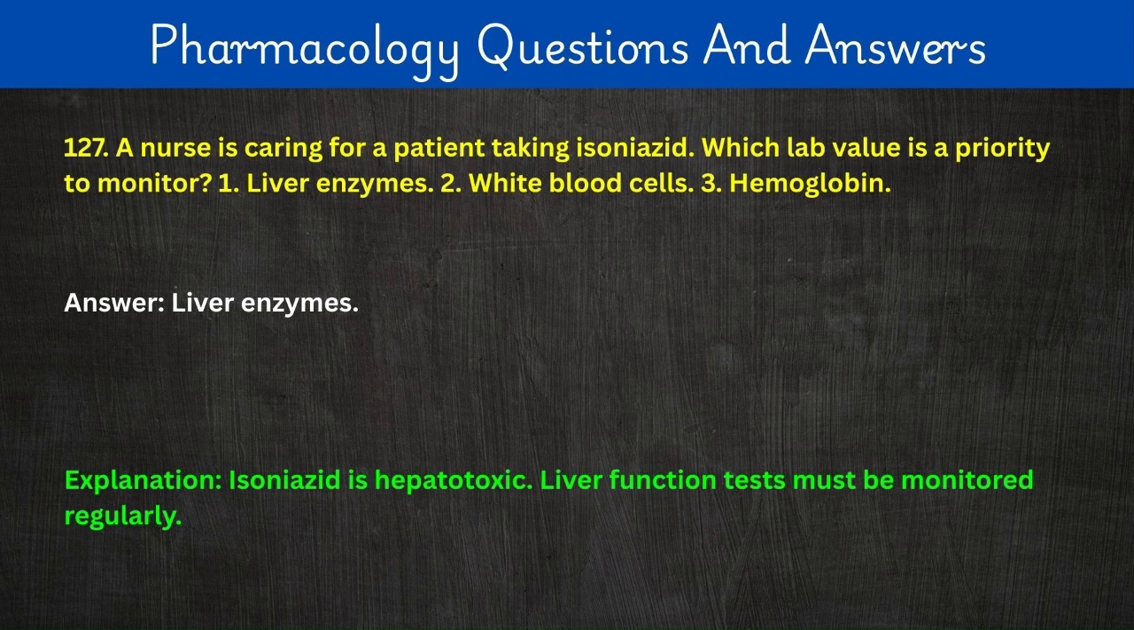127. A nurse is caring for a patient taking isoniazid. Which lab value is a priority to monitor? 1. Liver enzymes. 2. White blood cells. 3. Hemoglobin. Answer: liver enzymes. Explanation: isoniazid is hepatotoxic. Liver function tests must be monitored regularly.